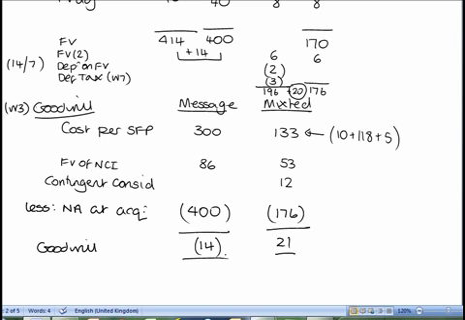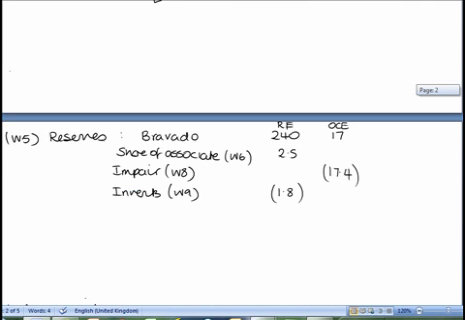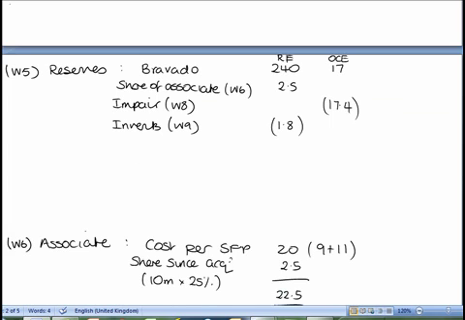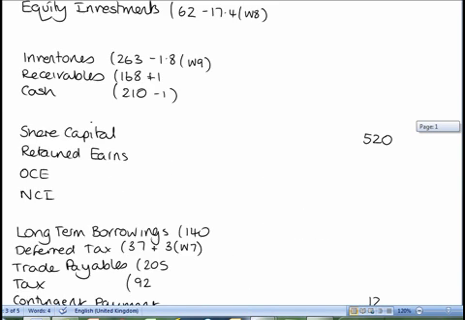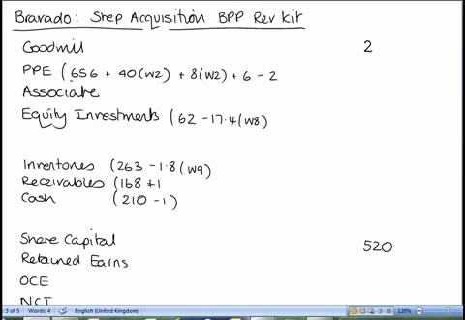What do we do with negative goodwill? It is taken to the income statement and therefore retained earnings. It's not actually called negative goodwill, it's called a bargain purchase, but I think most people know it as negative goodwill. And it's credited like so. The positive goodwill is taken to the SFP.